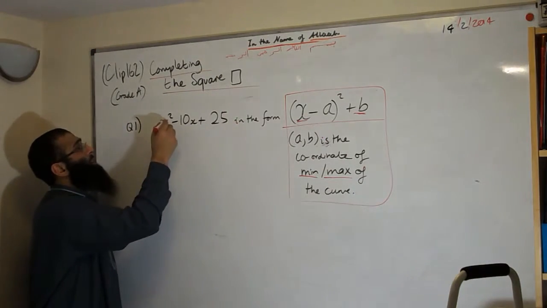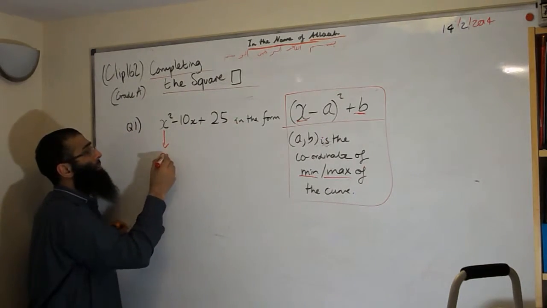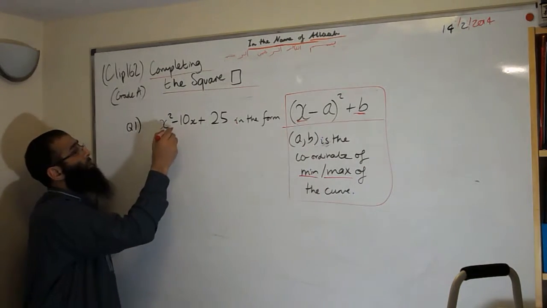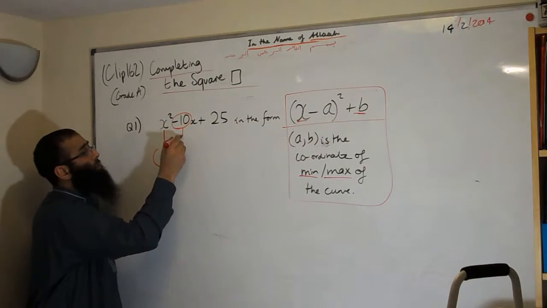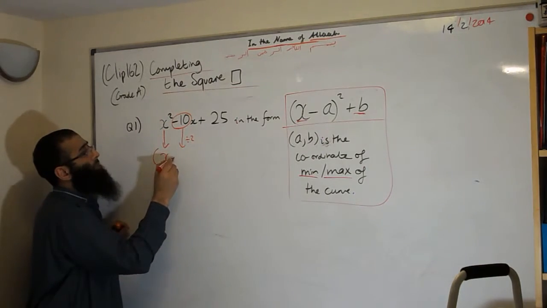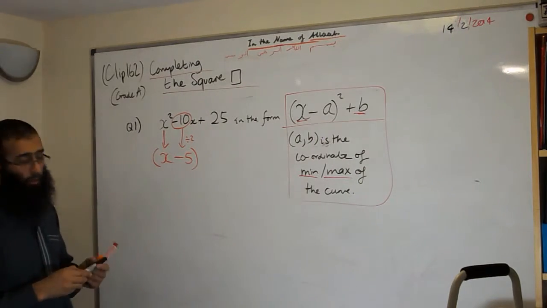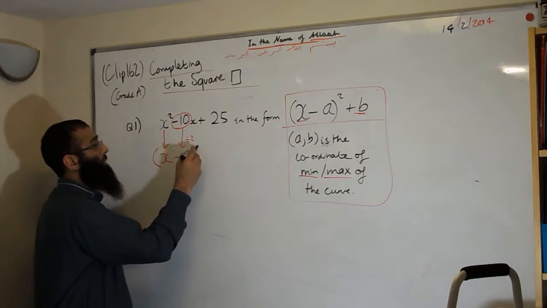So what do we do with the x squared? The x squared becomes an x. Bracket. What do we do with the minus 10? We divide it by 2. That'll give you minus 5. Close the brackets. Put the squared back in. (x minus 5) squared.